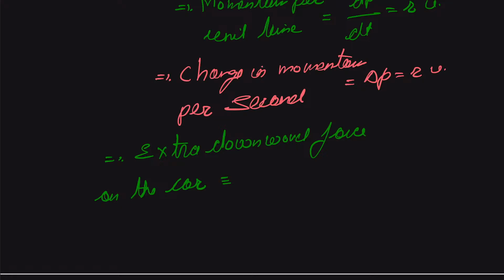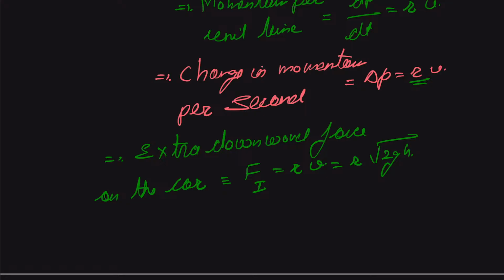And that is equal to, let us suppose, F impact. Let us call this Fi. That is nothing but our delta P, which is R times V. And V we already know, it is square root of 2gh. So this comes as R times square root of 2gh.